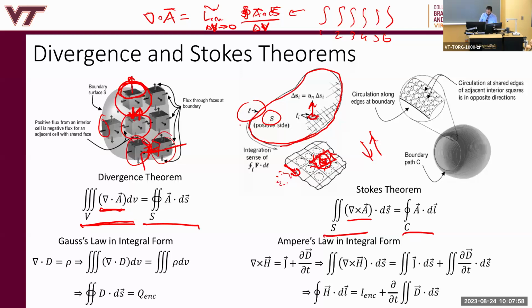Okay, so let's do some examples with them. Gauss's law in integral form: we're going to derive it from Gauss's law in differential form, divergence of D equals rho. What do we do? Take the volume integral of both sides of this equation.